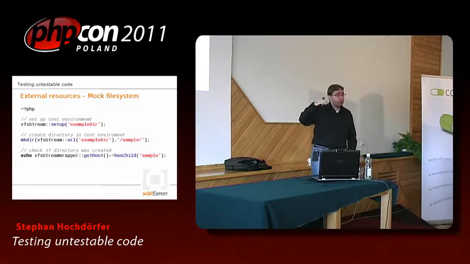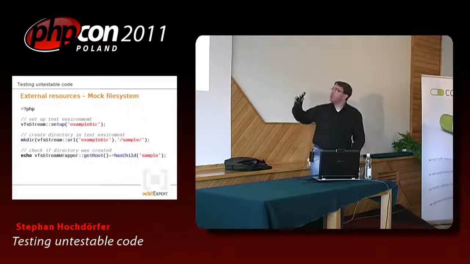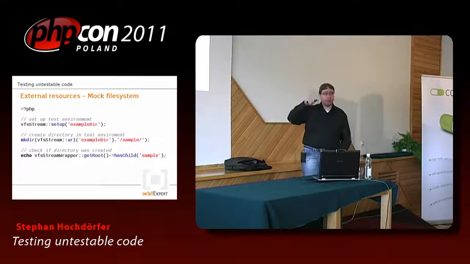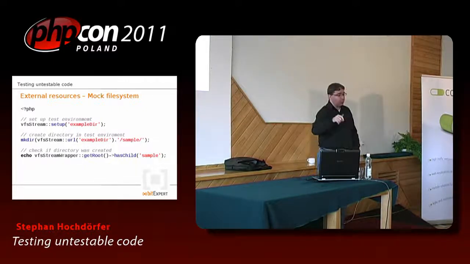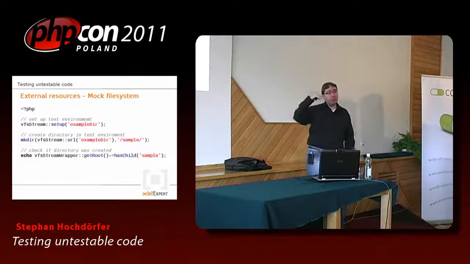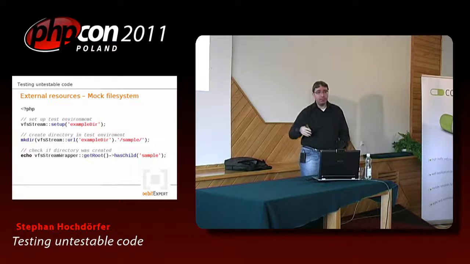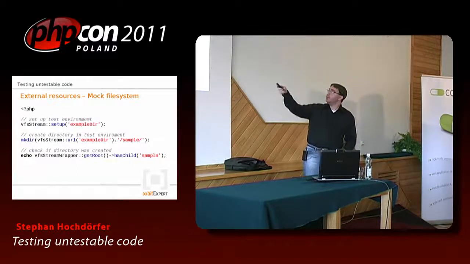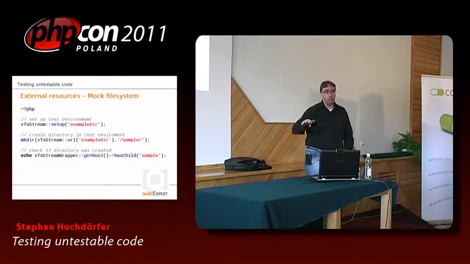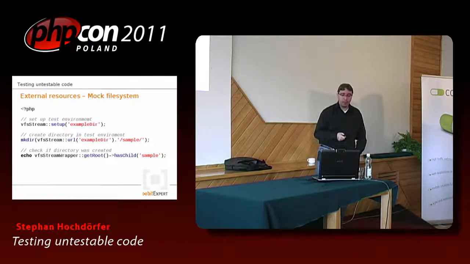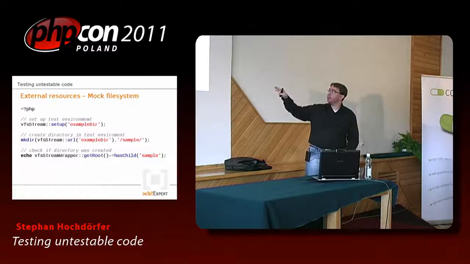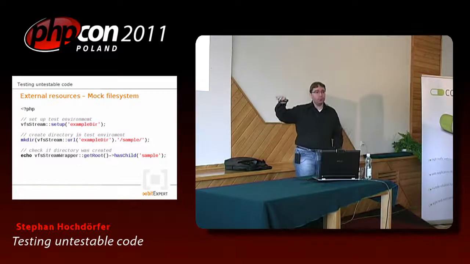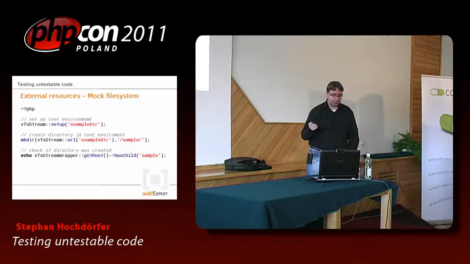What it does, it creates a virtual directory inside your memory. You can pass the URLs to your application, and instead of hitting the real file system on disk, it would create all the directories and all the files in memory. And the library keeps track of that, and you can check, like in this case, if we have really created the sample directory. So we don't touch the disk, it's all inside the memory. They use exactly the same stream wrapper functionality like I showed you before. So this is really cool.